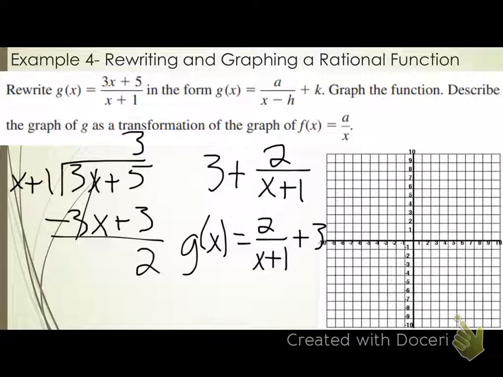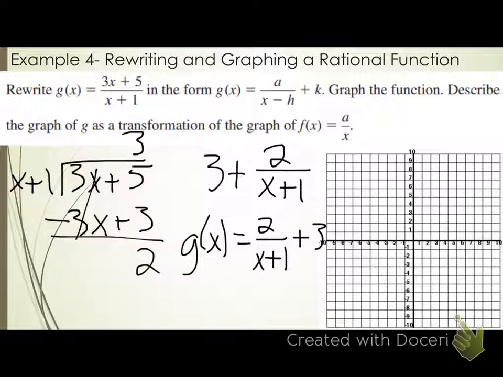Right? And now it's of the form. My a value is 2. We got x minus h, which is x plus 1, plus k. I got the plus 3. So, to rewrite it, we can just do our division problem. And that'll give me that form, a over x minus h plus k. Everyone okay with that? Okay, now we need to graph the function.